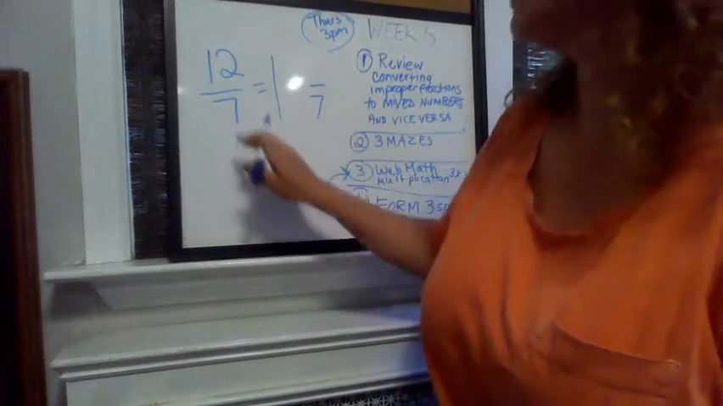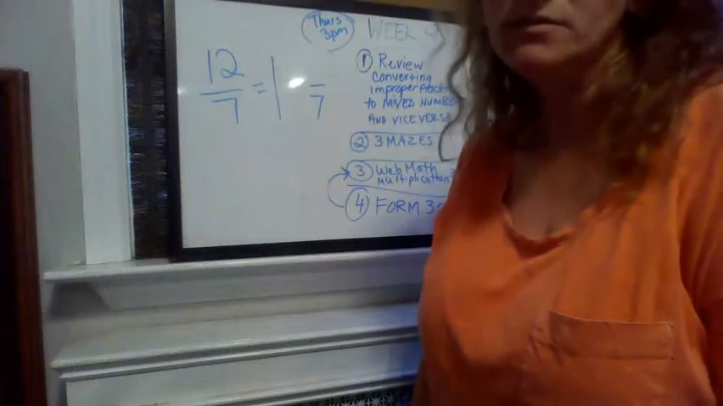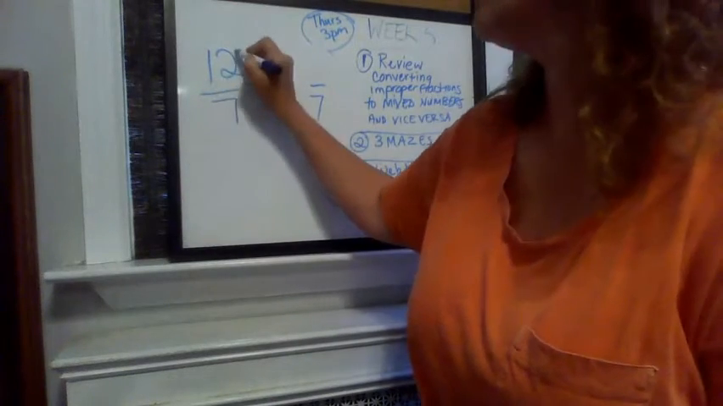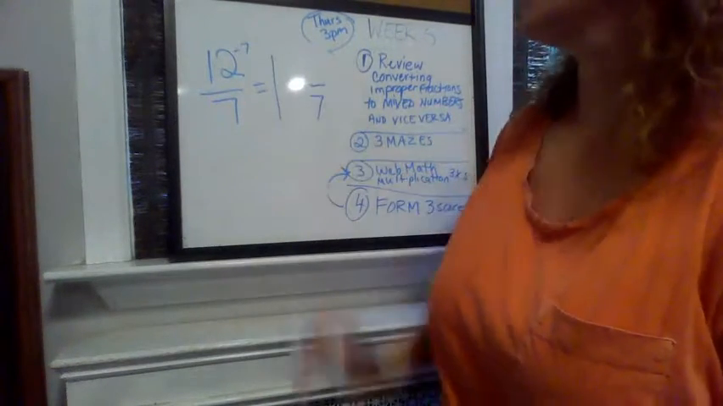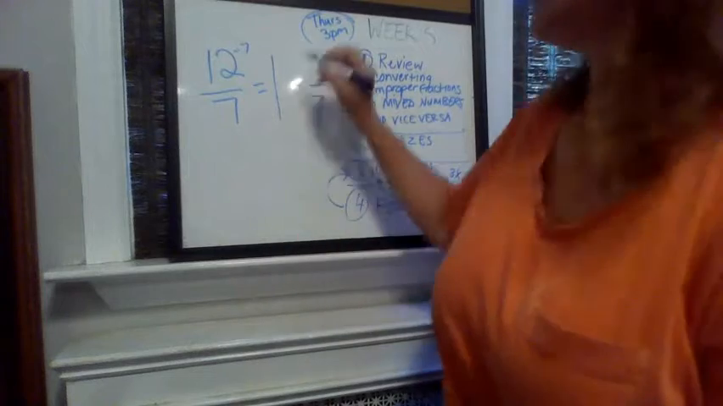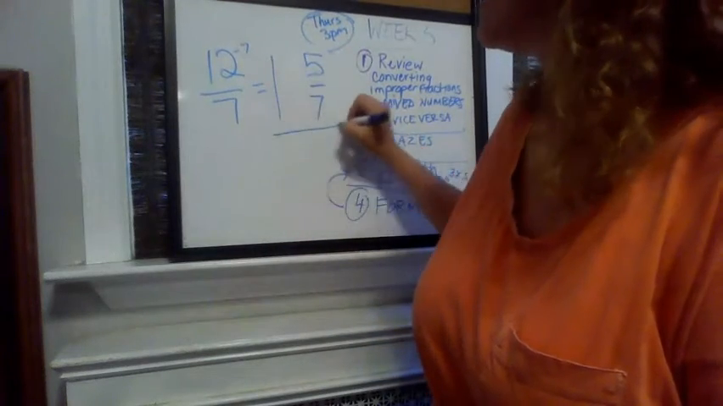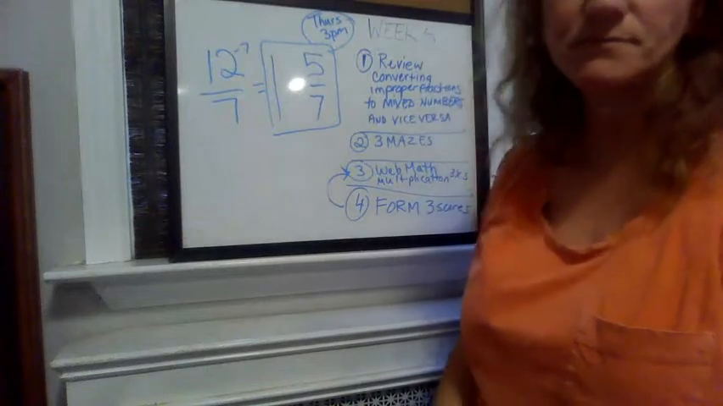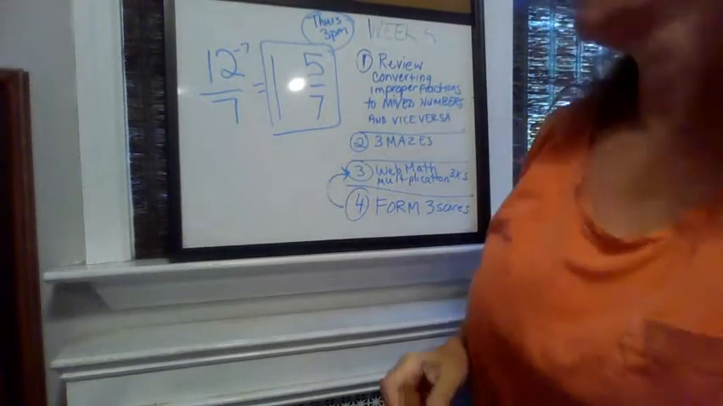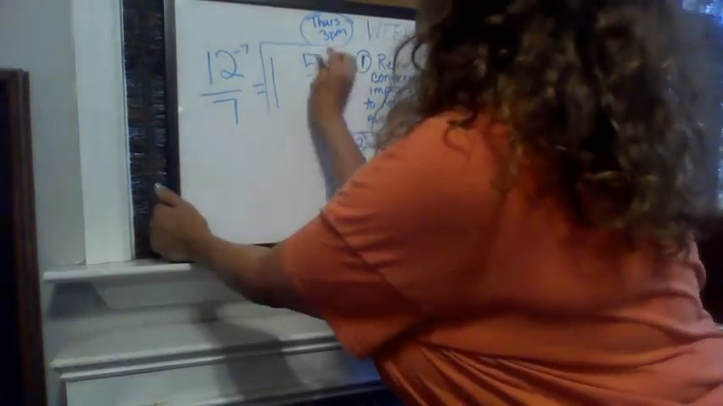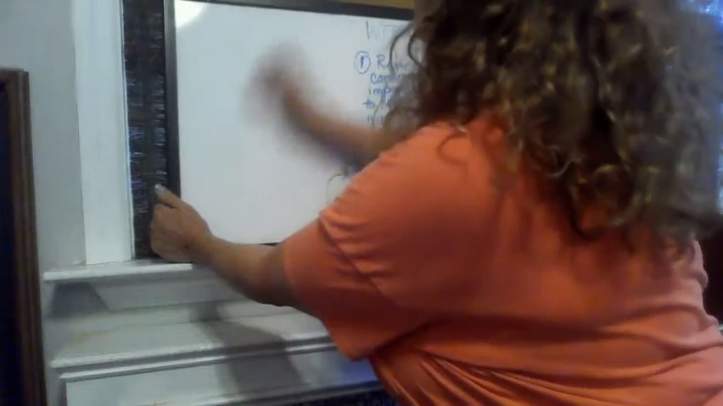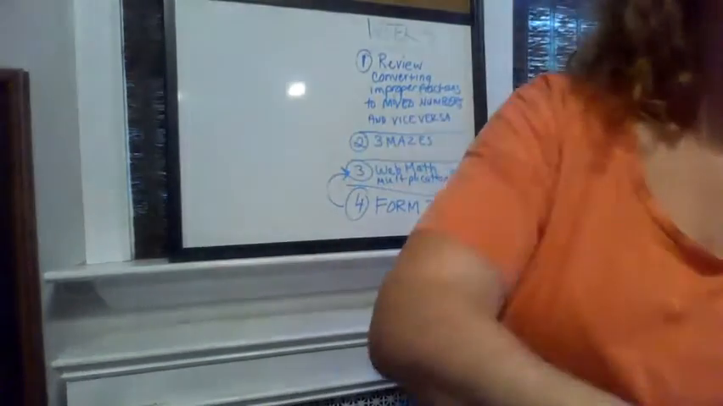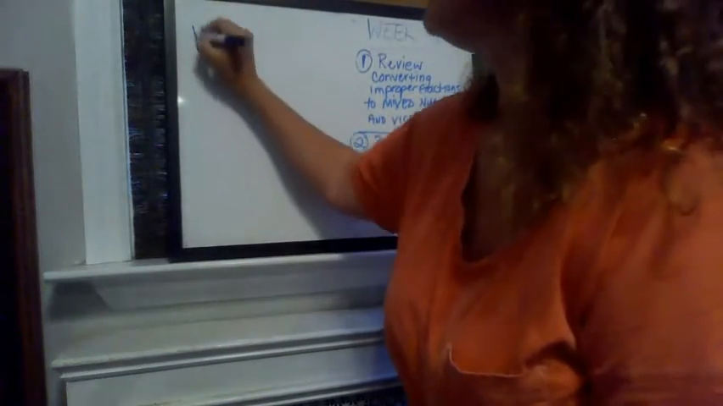The whole number is 1. So 7 times 1 is 7. So now we're going to say 12 minus 7, and that's going to give our answer here. 12 minus 7 is 5. So the answer is 1 5/7. Okay, I'm going to do another one. 15/4.